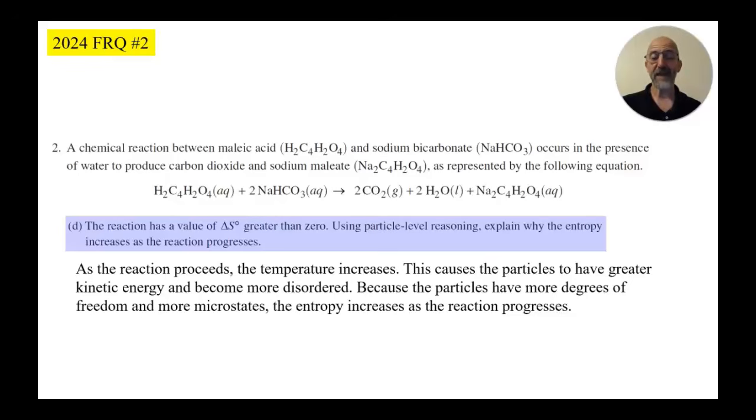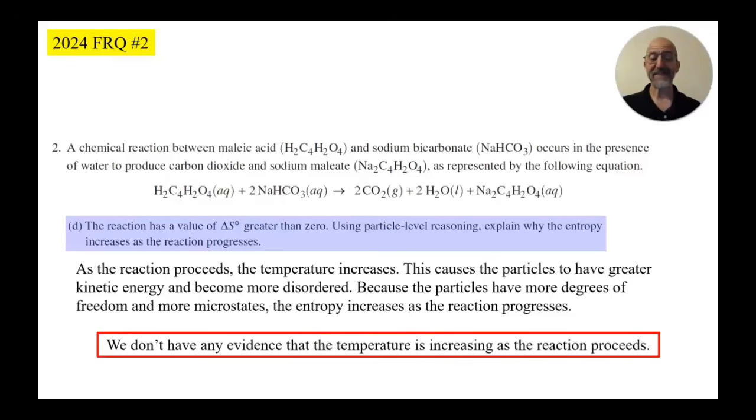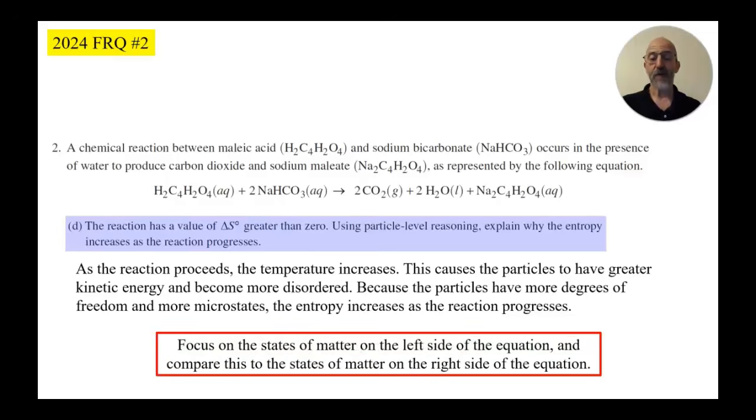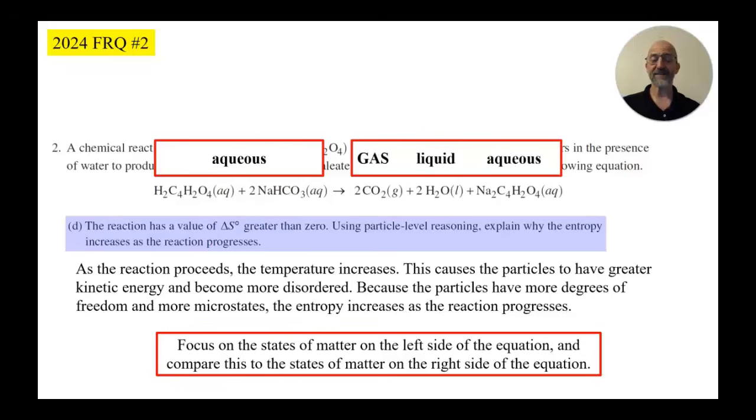So it's not about the language of entropy. It's that we have no evidence that the temperature is increasing as the reaction proceeds. So that's why their answer is incorrect. There is no evidence to suggest that the temperature is increasing. So what we have to do is let's go ahead and go back to the phases of matter. Focus on states of matter on the left side, and then compare this to states of matter on the right side. So I see aqueous particles on the left. I see a liquid on the right. I see aqueous on the right. Oh, there it is, the gas. Okay, so this is definitely increasing entropy.